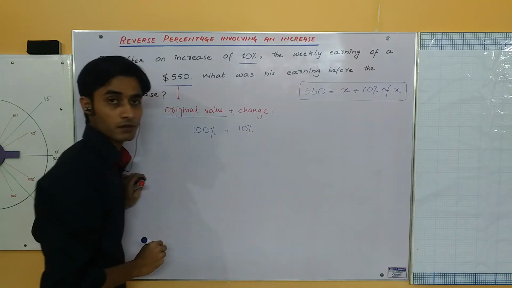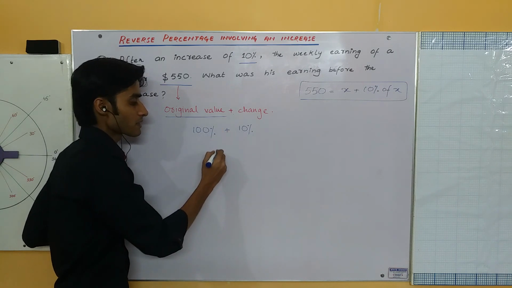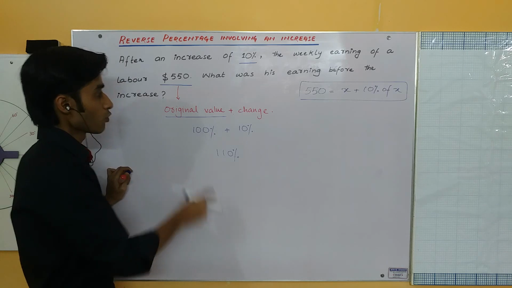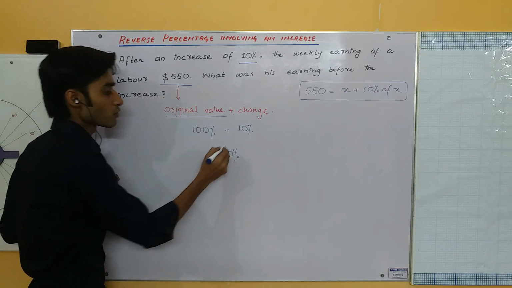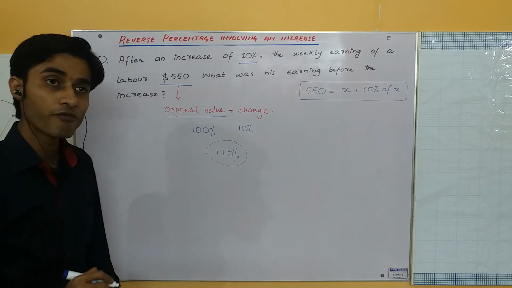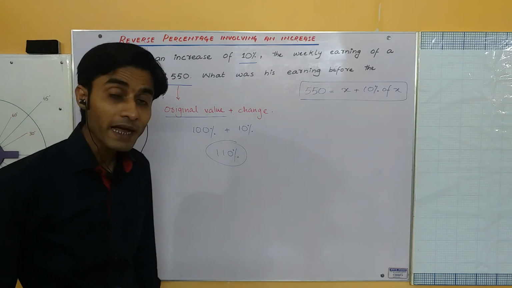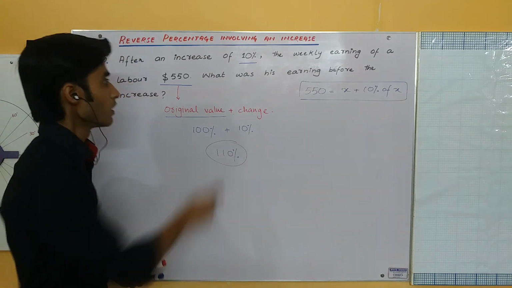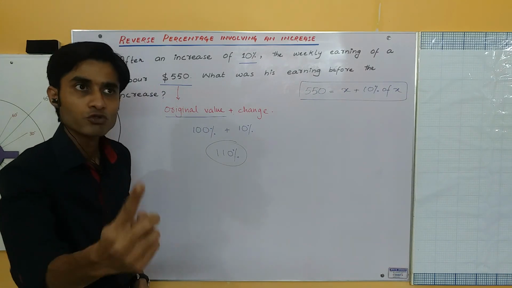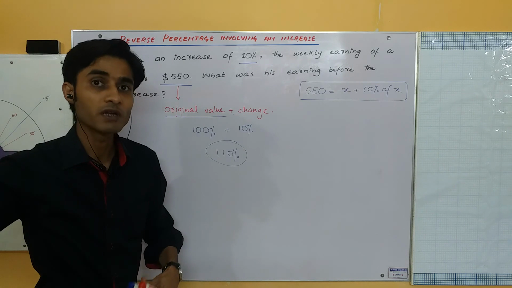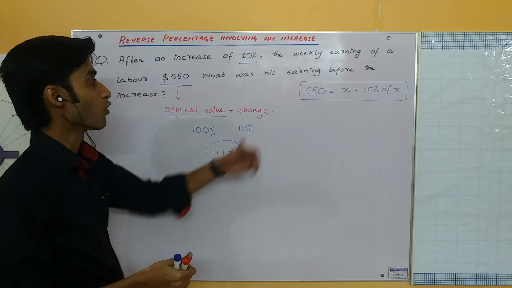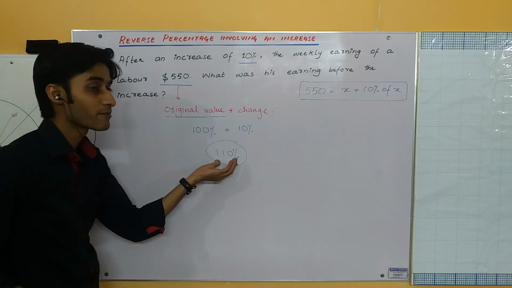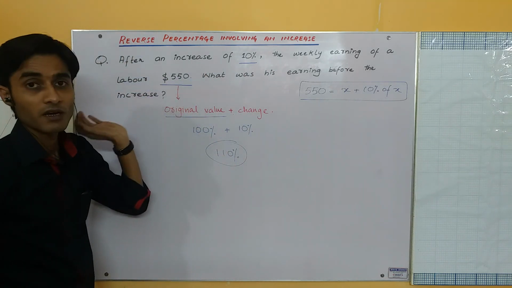10%. 100% plus 10% is 110%. So, this 550 is actually 110% of something. Do I know what that something was? I do not know. This 550 is the new value. That something was called the original value, or the earning before the increase. So 110% of the original value is 550.